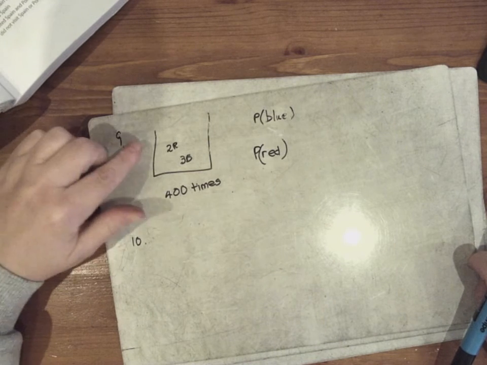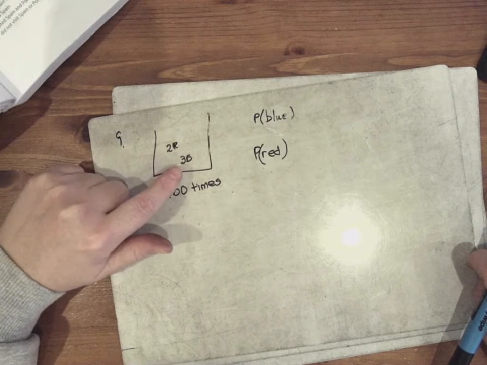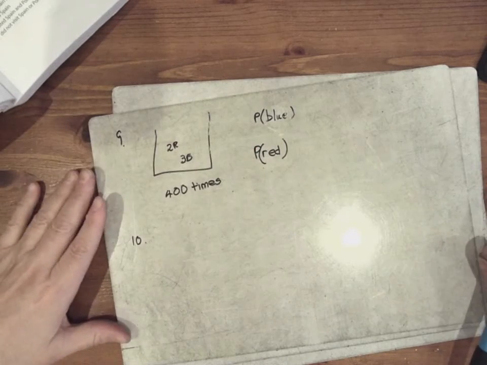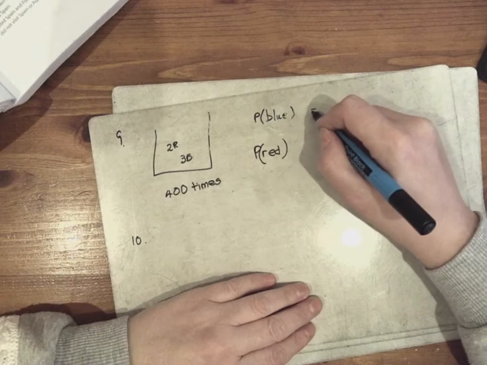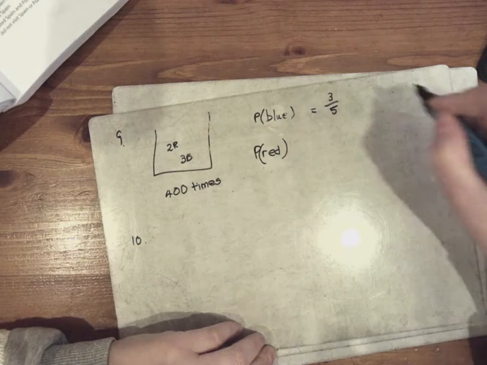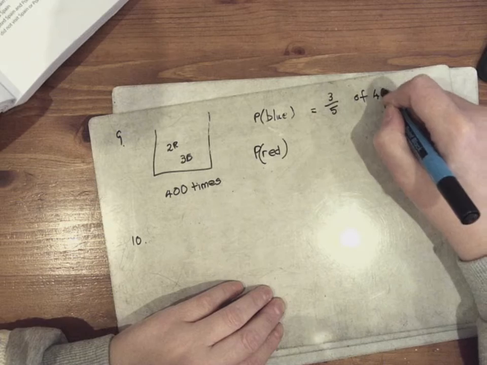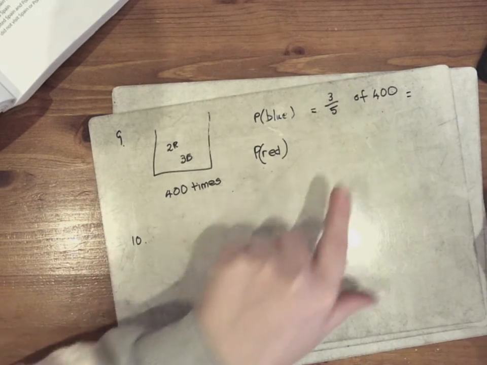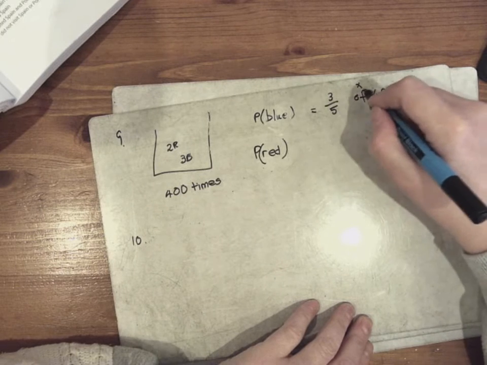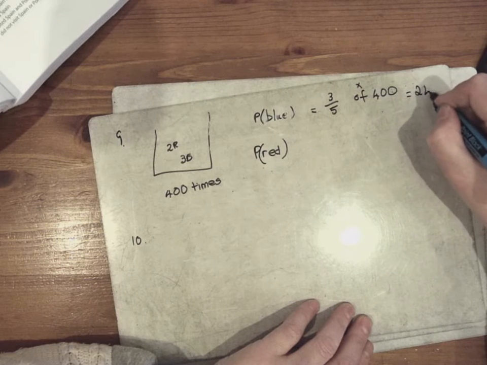So number 9 says there's a bag with 2 red balls and 3 blue balls. So they pick out a ball and they do it 400 times, and they say how many times would you expect to get a blue ball. So you work out the probability of getting a blue ball. So there's 3 blue out of a total of 5 balls. That's your probability, but that's of 400. Okay, so you would expect to get a blue ball 3/5 of 400 times. So of means you multiply. So into the calculator, 3/5 multiplied by 400, and that will give you 240.